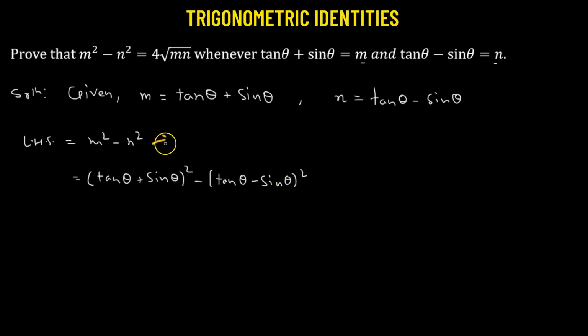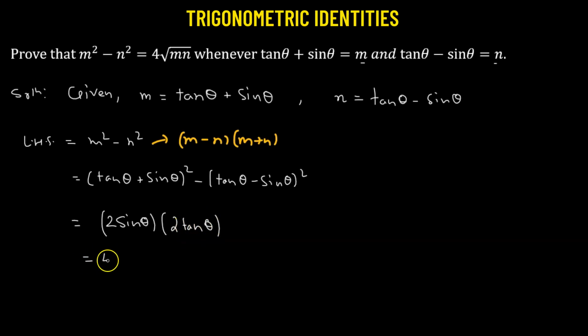Now m squared minus n squared, we know that, let's note this down here. If we expand, this is simply the product of m minus n and m plus n. So we are going to get tangent theta plus sine theta minus tangent theta plus sine theta, which is going to give us 2 times sine theta, multiplied to tangent theta plus sine theta plus tangent theta minus sine theta, giving us 2 times tangent of theta. And this value will be equal to 4 times sine theta times tangent theta. So this is our expression on the left hand side.